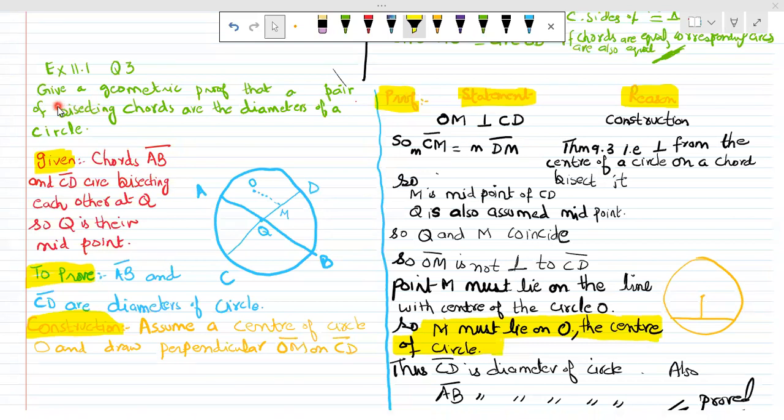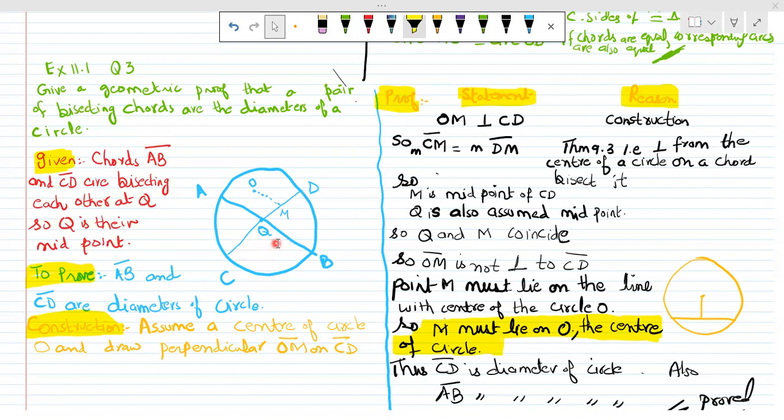The statement of question number 3, exercise 11.1, is: give a geometric proof that a pair of bisecting chords are diameters of a circle. Here we have taken a circle and chords AB and CD, which are bisecting each other at some point Q. So we are assuming that Q is their midpoint, and we have to prove that these 2 chords AB and CD are the diameters of the circle.